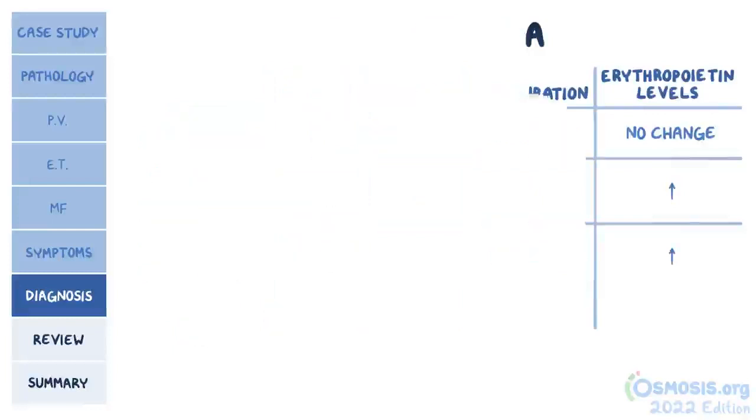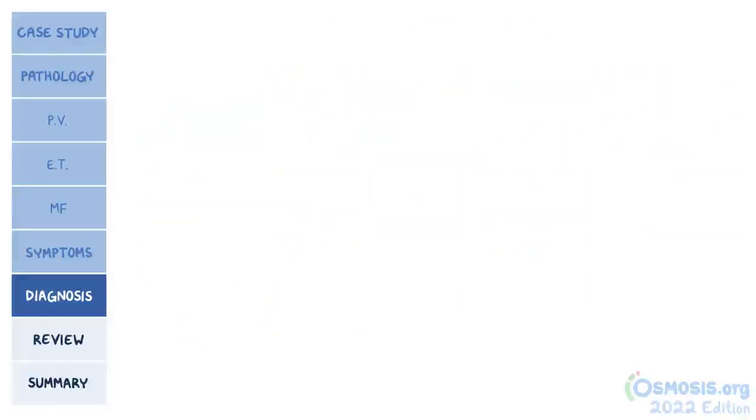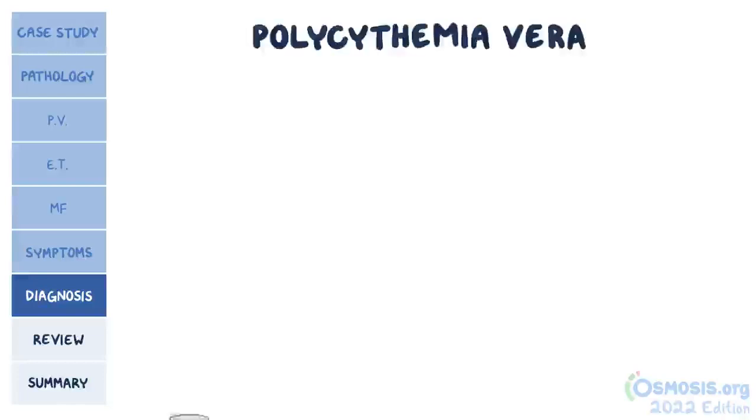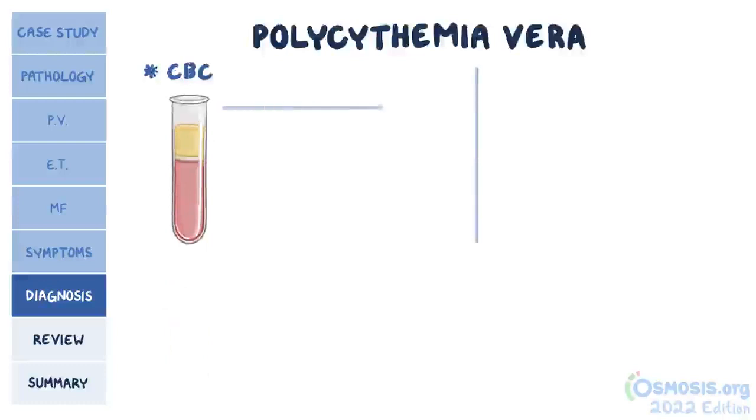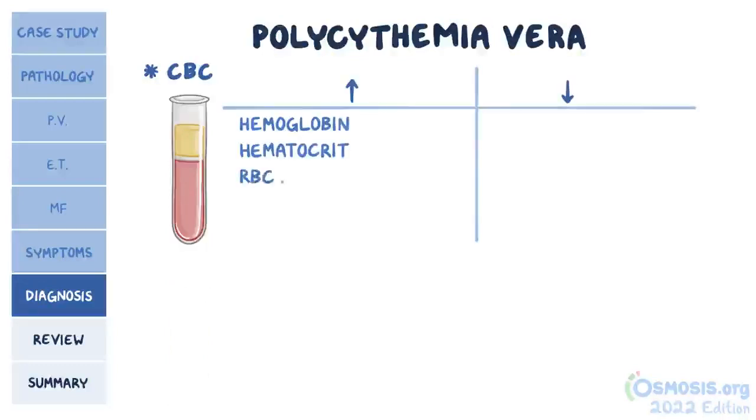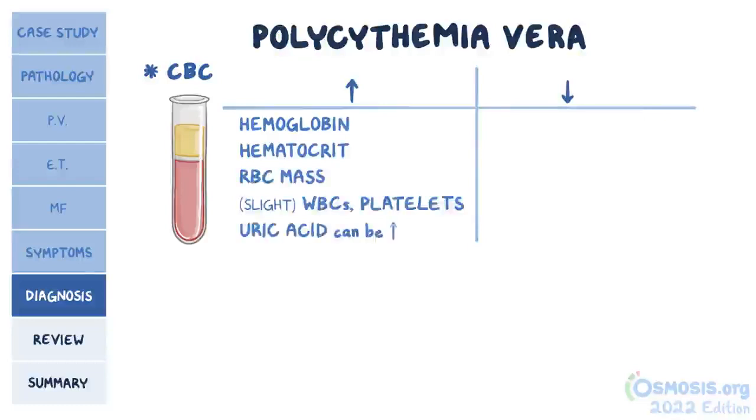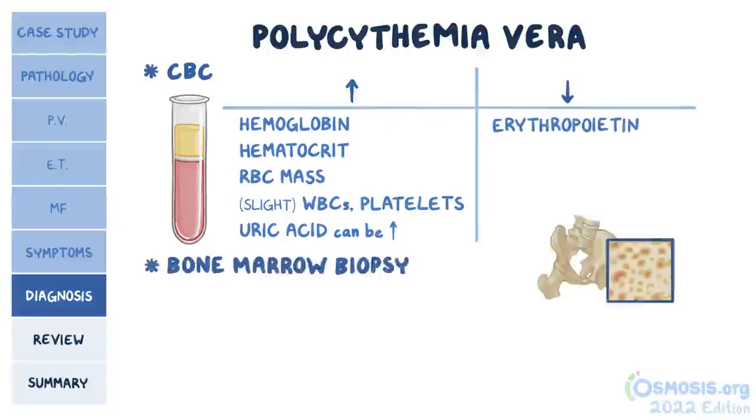Okay, so if you've excluded the secondary cause of polycythemia, it's time to consider polycythemia vera. The workup includes a CBC, which will show an increase in hemoglobin, hematocrit, and red blood cell mass, as well as a slight increase in white blood cells and platelets as well. Additionally, uric acid levels can be increased and erythropoietin levels are decreased. Also, a bone marrow biopsy is done, and the cells are tested for the presence of the JAK2 mutation.